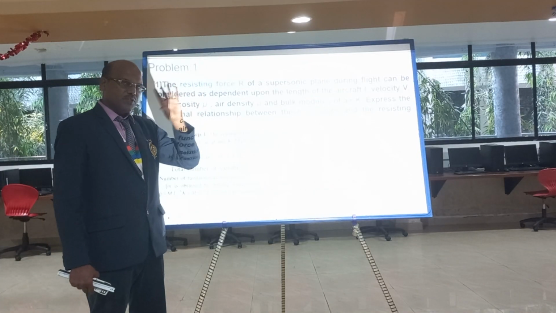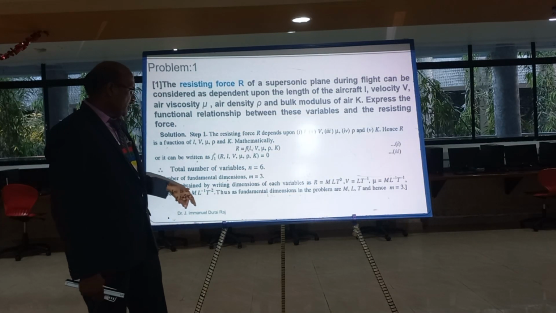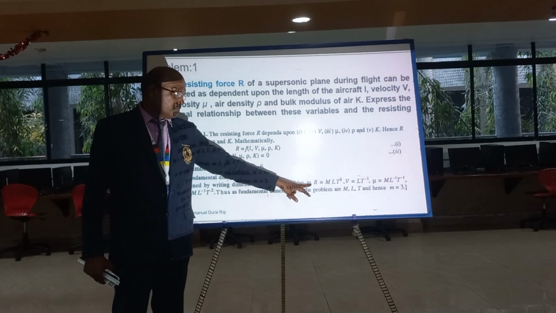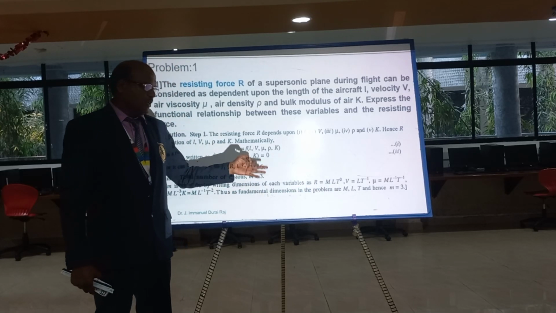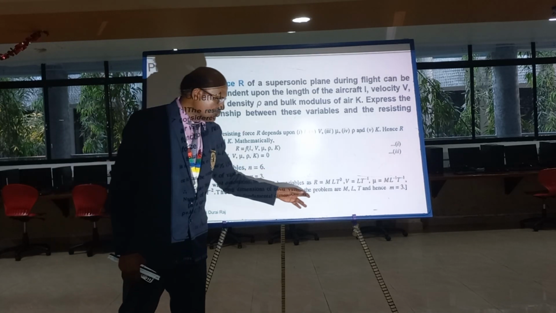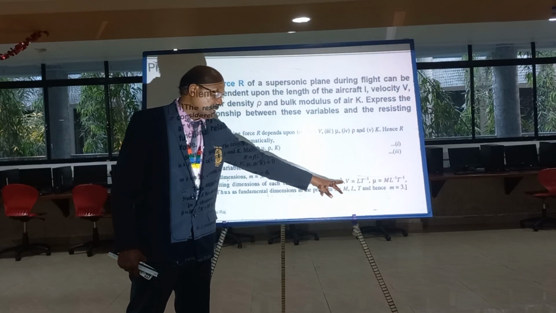So that's what the definition of Buckingham theorem says. You can write m, obtained by writing the dimensions of the variables R. Resistance is force, so M L T power minus 2. Velocity is meter per second.